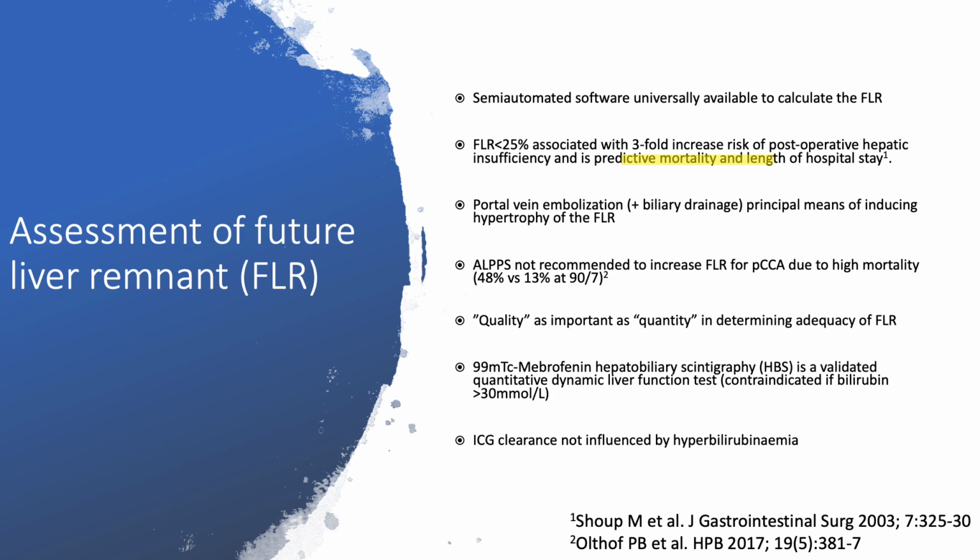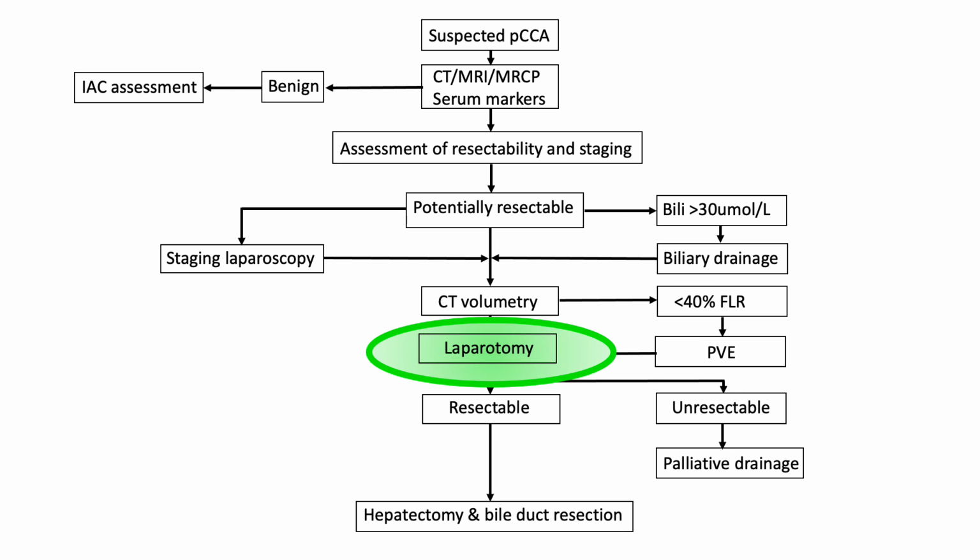Not only the volume, but the quality of the liver remnant is important here. And one should consider undertaking a technetium-labelled scan or ICG clearance in order to try and look at the functional aspects of the future liver remnant. So if one gets to this point, then you need to consider a laparotomy in order to explore the patient to ensure you can obtain an R0 resection.